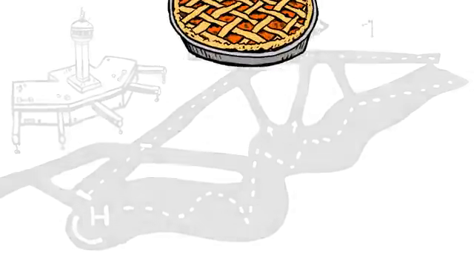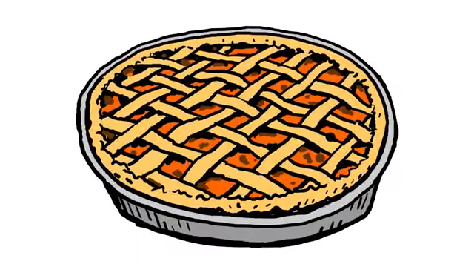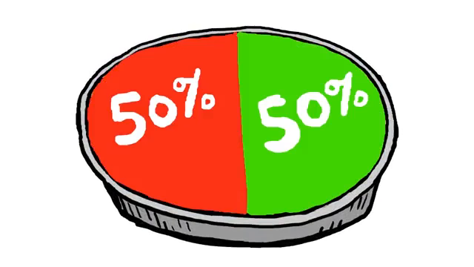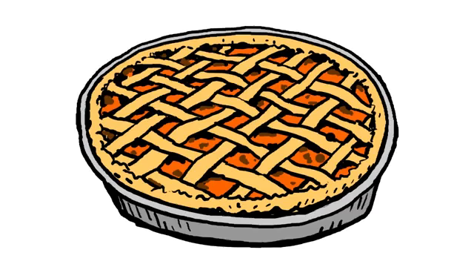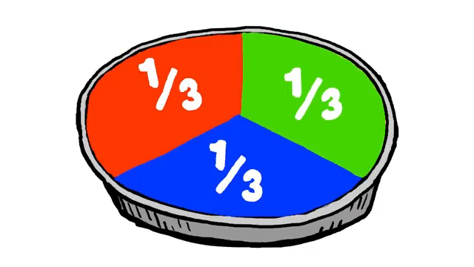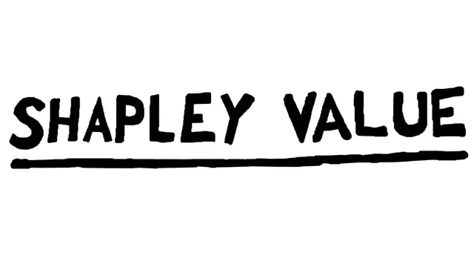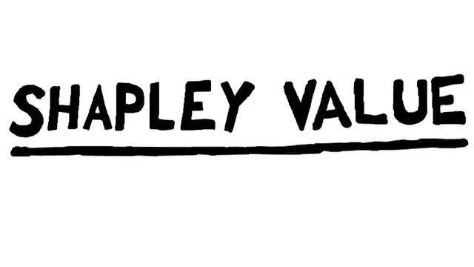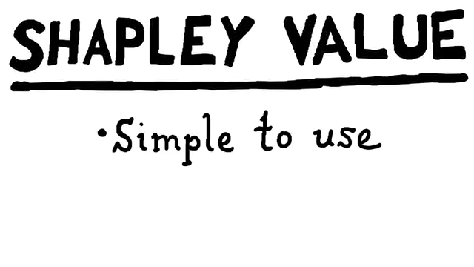That brought us back to think about the pie. With just 2 people, we can divide the pie 50-50. But with 3 or more people, it doesn't make sense to divide the pie evenly, as what they contribute to the pie isn't always equal. The Shapley value isn't the only solution, but it's a pretty good one. It is both simple to use and fair.